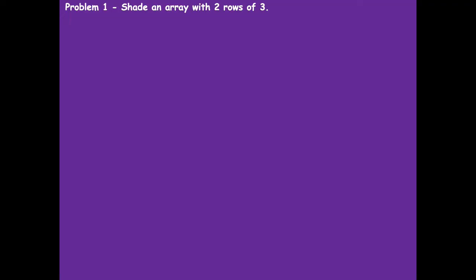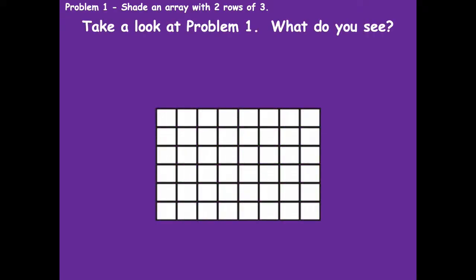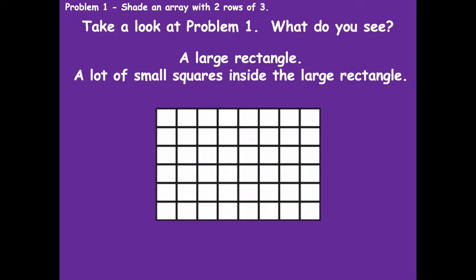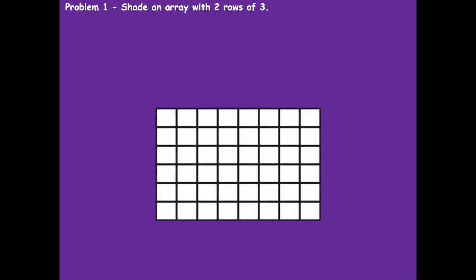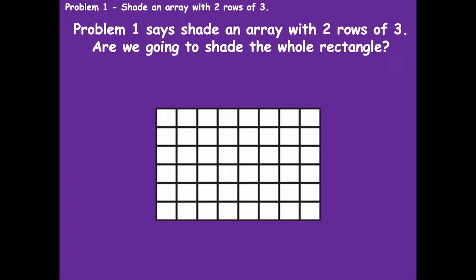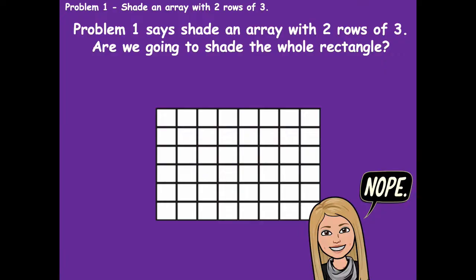It says shade an array with 2 rows of 3. So take a look at problem 1. What do you see when you look right here at this picture? Yes, you might see just a large rectangle, right? You might say maybe a lot of squares inside the large rectangle, or just an array. Okay, so any of those ideas are what we could say we see in this picture. Problem 1 says shade an array with 2 rows of 3. Are we going to shade the whole rectangle? Nope, we sure aren't, right?